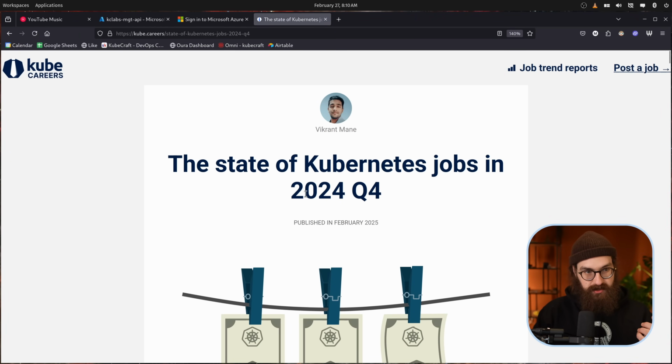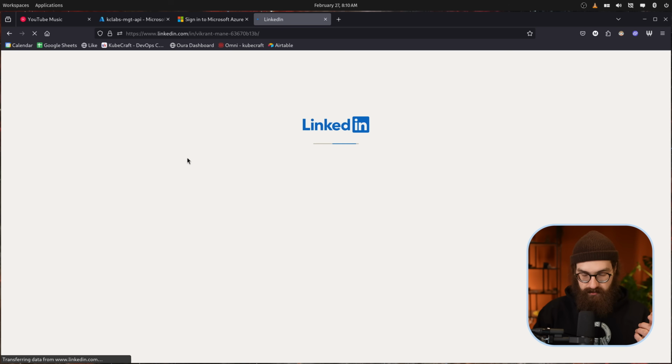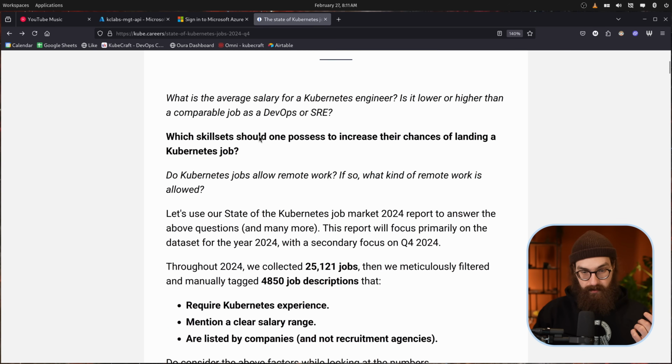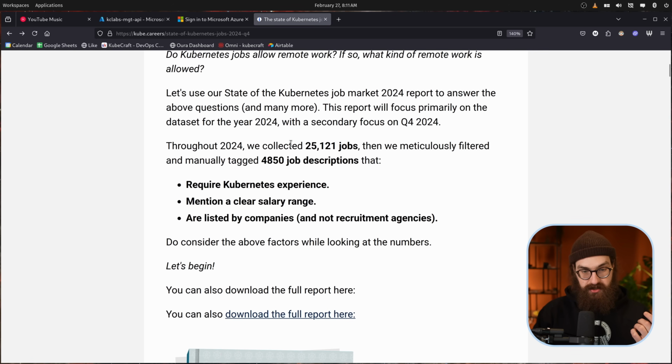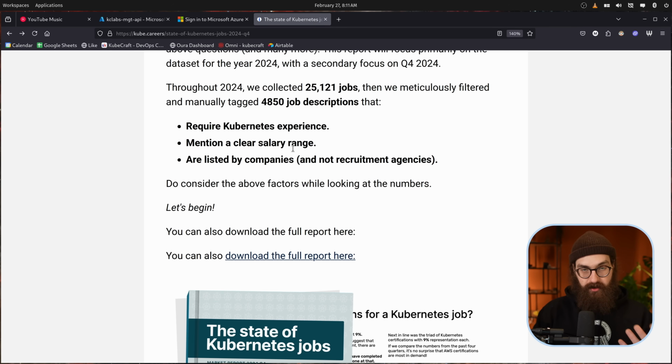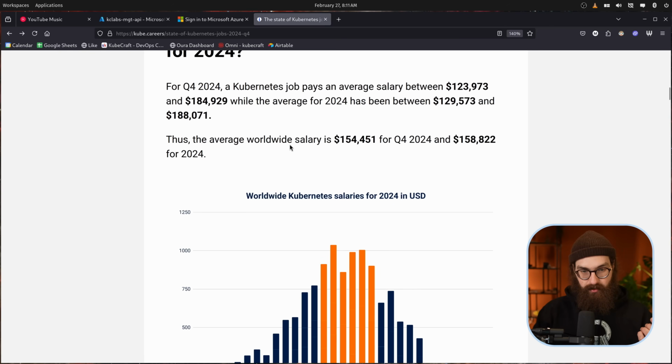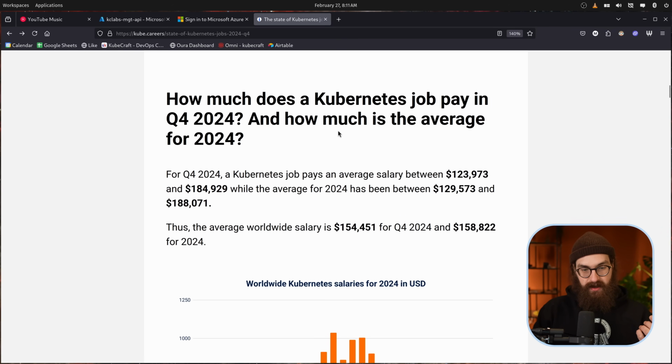Every quarter, this company, Kube Careers, publishes this report where they go through 25,000 jobs and then filter them and create graphs and statistics out of them. So the first part of the report is the salary. This is the worldwide salary converted to US dollars.